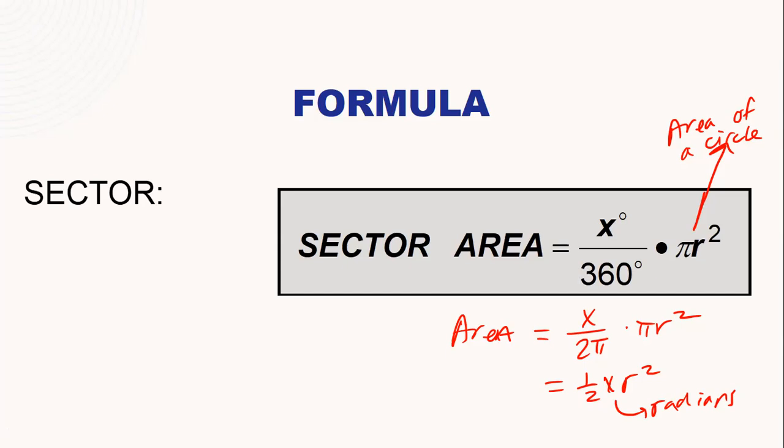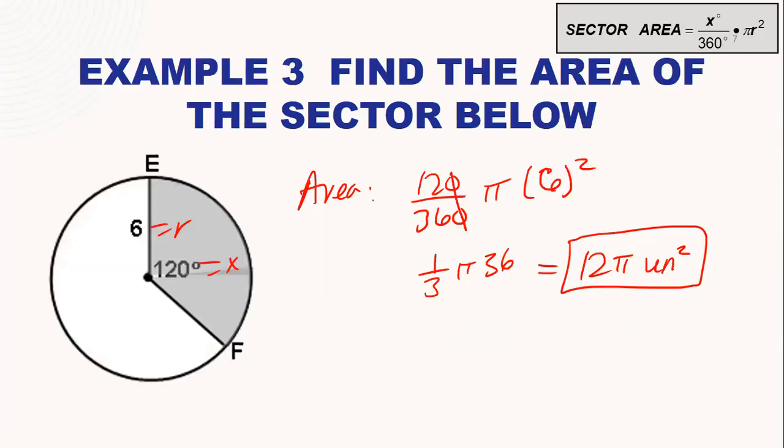Okay, so our example that we did was find the area of the sector below. It told me that my radius is 6, my angle is 120. So all I did was take 120 and plug it in. So 120 over 360 becomes 1/3. 1/3 times pi times 36 is 12 pi units squared. Okay. Again, it is all formula based. Arc length and area of a sector is all formula based.